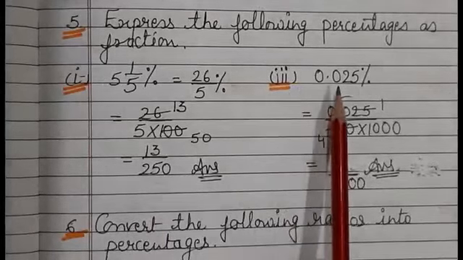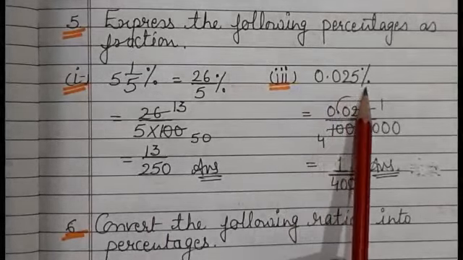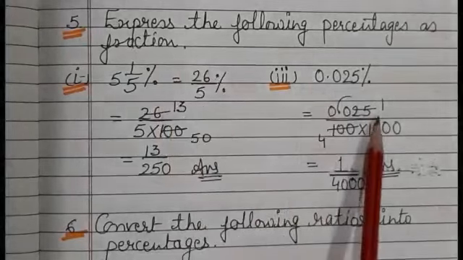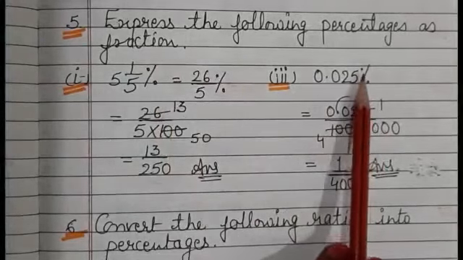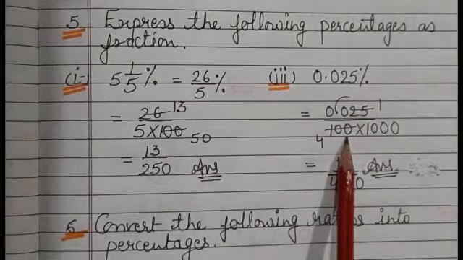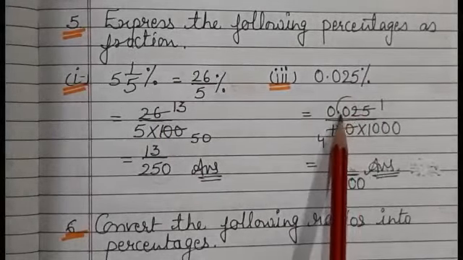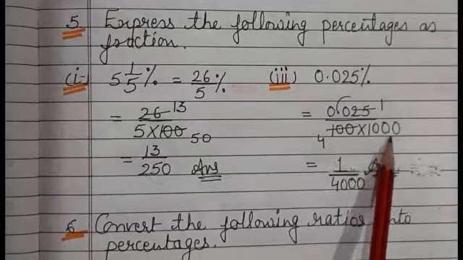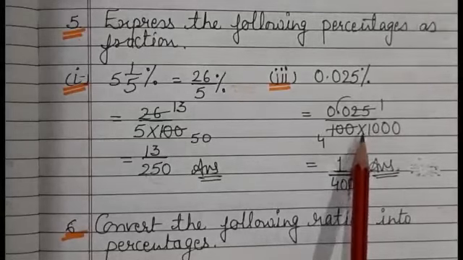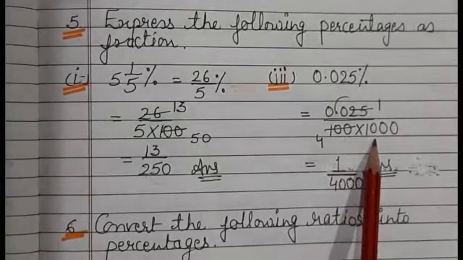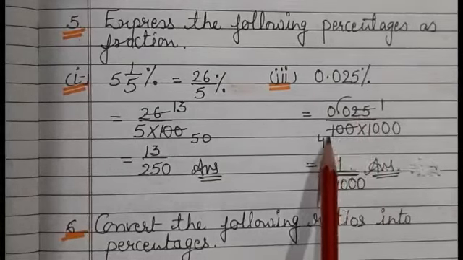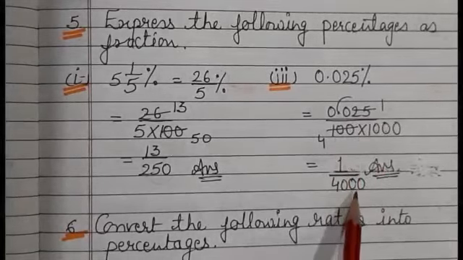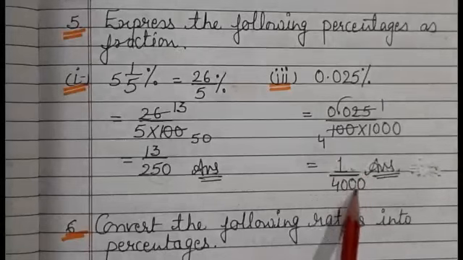So third part, 0.025%. Again, to convert into a fraction, first we have to remove this percent sign, then we have to write upon 100, right? When we remove the decimal, after the decimal there are 1, 2, 3 places. So 3 zeros we have to increase. So we have to multiply the denominator with 1000, right? Now 25 ones are 25, 25 fours are 100. Cancel out numerator and denominator. It will be 1 by 4000. Right? This is the fraction form. Clear?